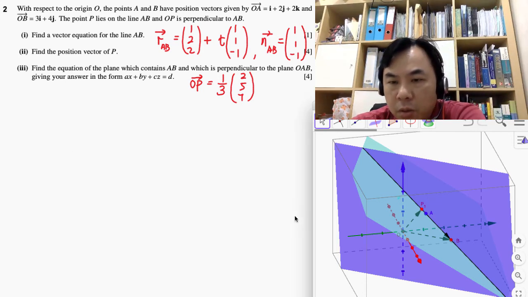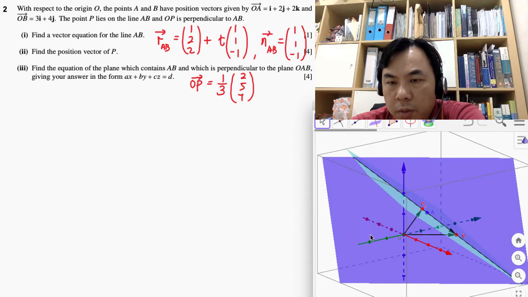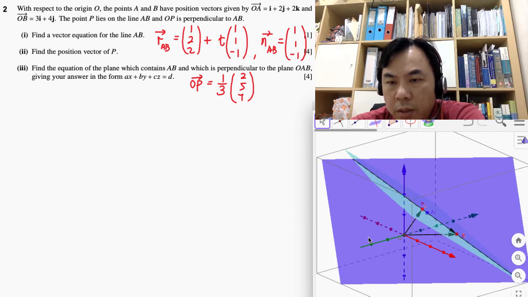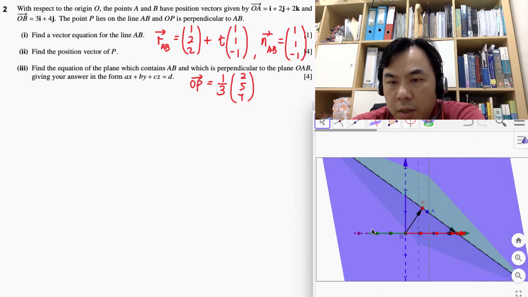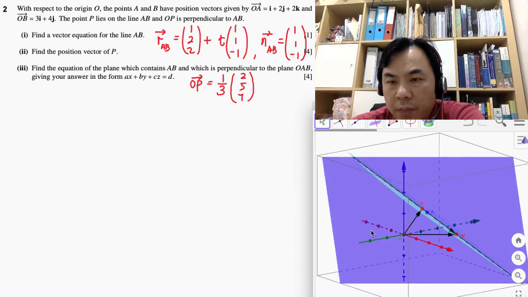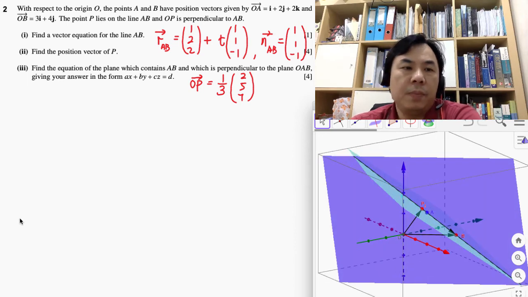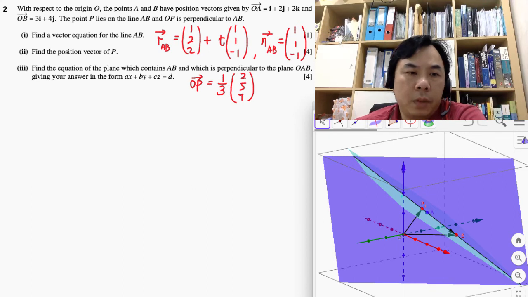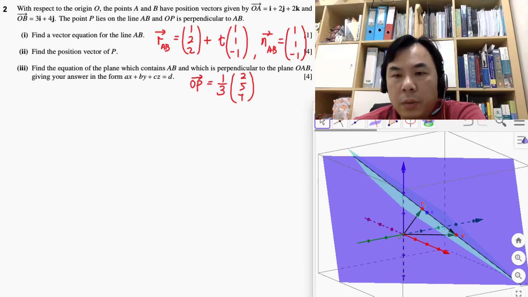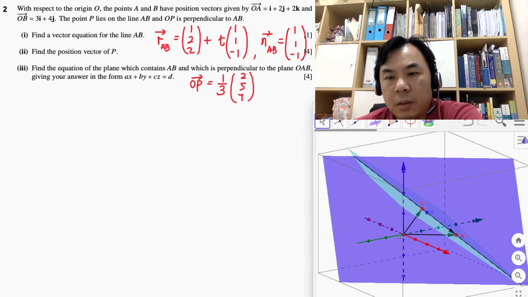All right, now I'm going to turn it one more time so that we can see how it looks. This is the plane, so it's at 90 degrees. Okay, I'm going to put it like this. From here, all we need to do is work out the plane equation of the plane which contains line AB.